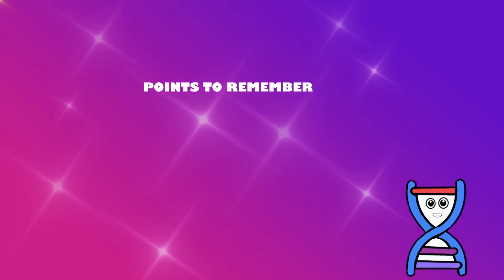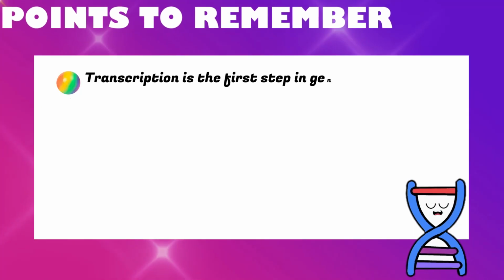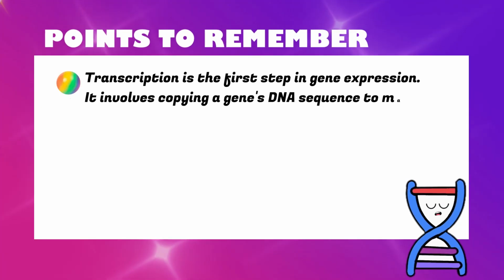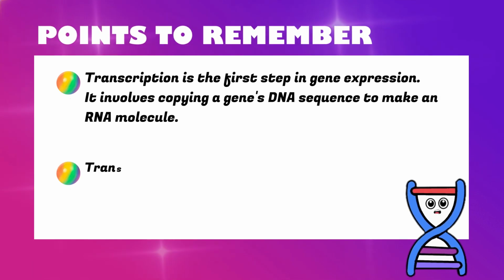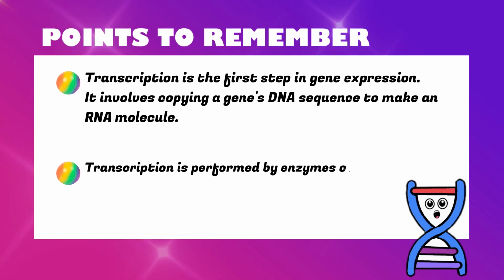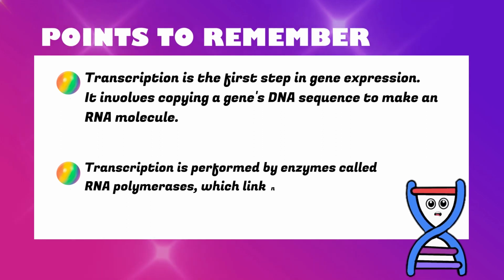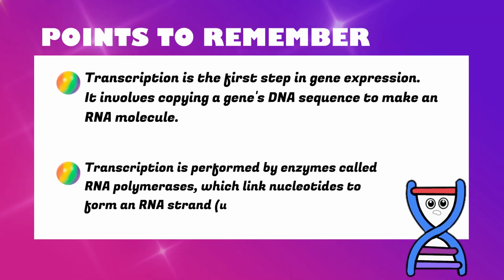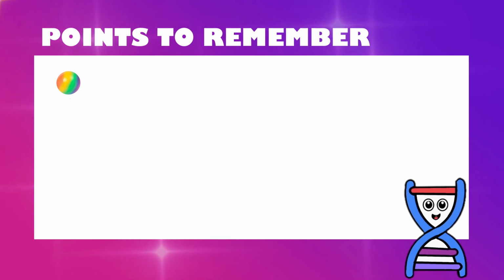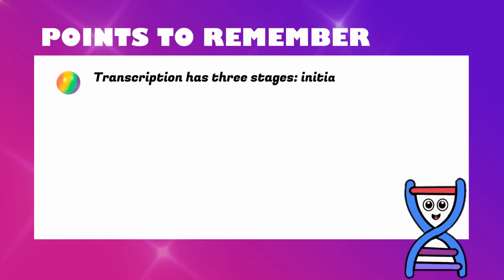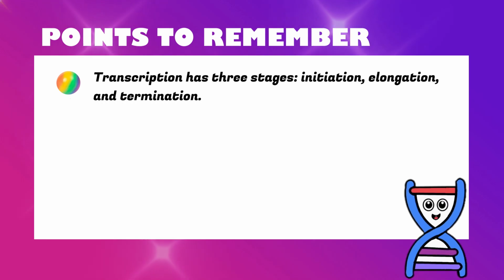Points to remember: transcription is the first step in gene expression. It involves copying a gene's DNA sequence to make an RNA molecule. Transcription is performed by enzymes called RNA polymerases, which link nucleotides to form an RNA strand, using a DNA strand as a template. Transcription has 3 stages: initiation, elongation, and termination.